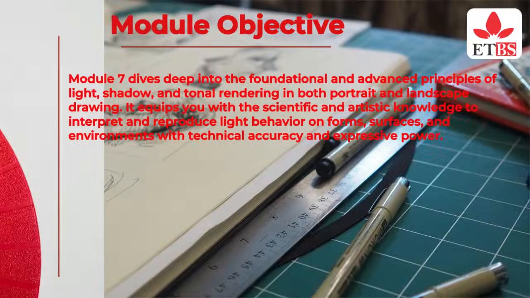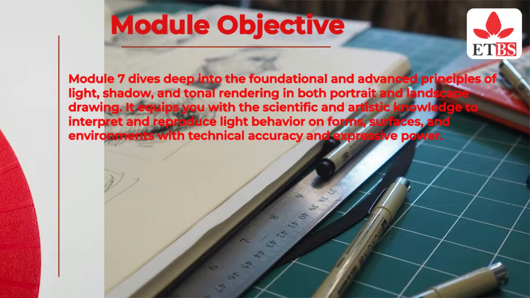Module Overview. Module 7 dives deep into the foundational and advanced principles of light, shadow, and tonal rendering in both portrait and landscape drawing. It equips you with the scientific and artistic knowledge to interpret and reproduce light behavior on forms, surfaces, and environments with technical accuracy and expressive power.